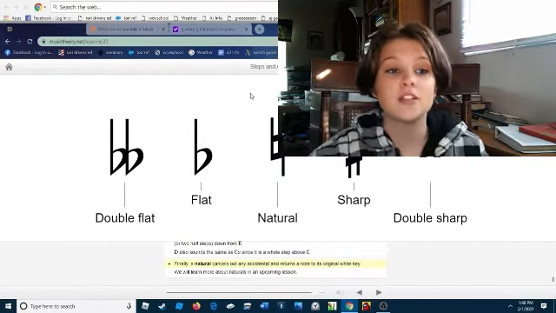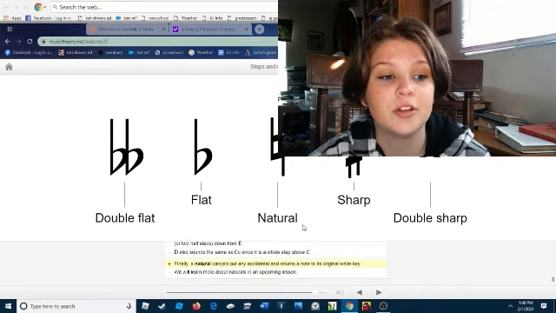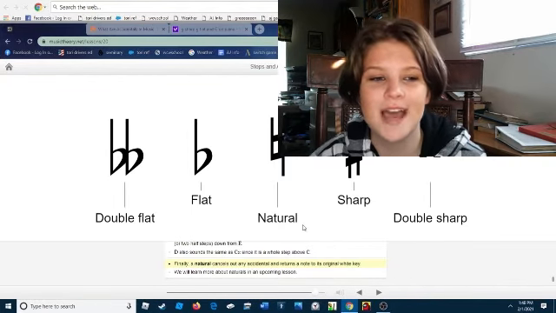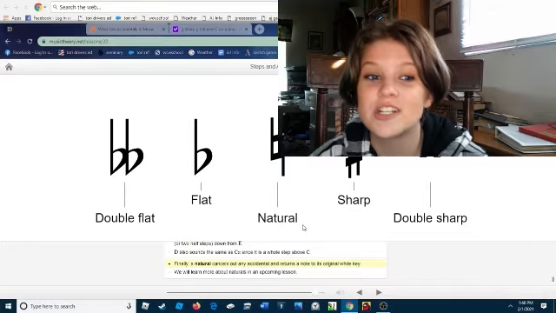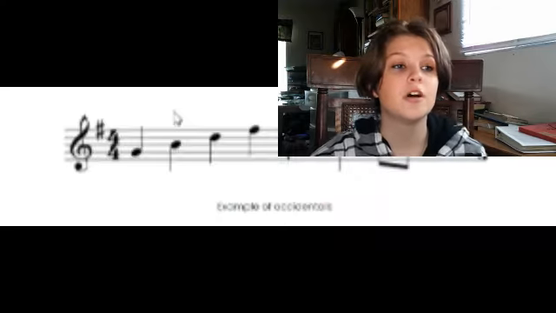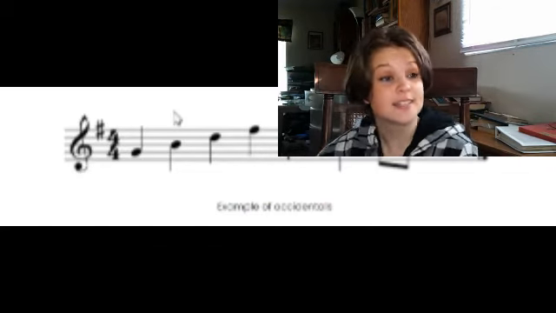Finally, a natural, which is represented right in the middle here, cancels out any accidental and returns a note to its original white key. So, how do we use accidentals?